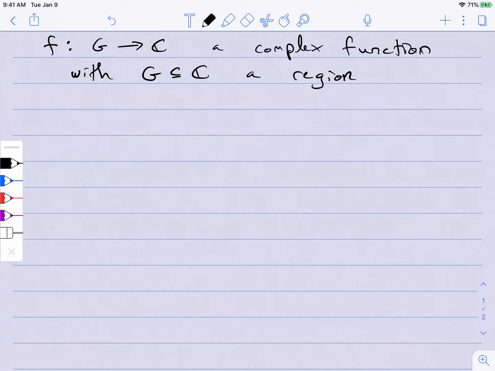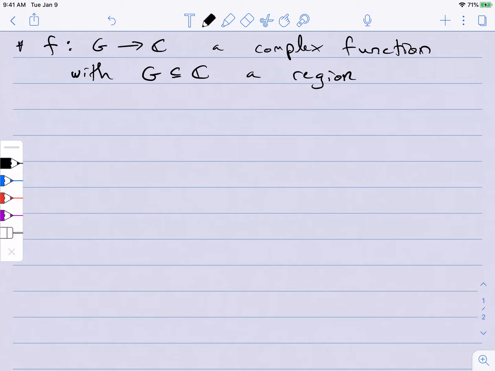Everyone. So in the last video lecture, we talked about the Cauchy-Riemann equations, which basically related the complex derivative of a function to the partial derivatives of its real and imaginary components. And today we're going to talk about some applications, sort of the first kind of easy application of these equations. So let me remind you the setup.